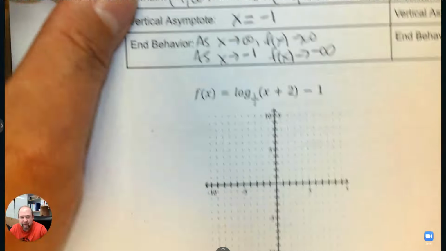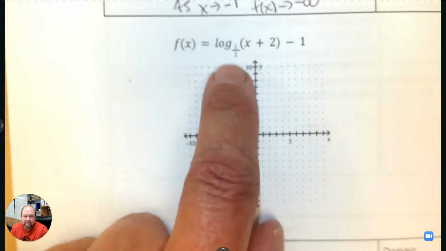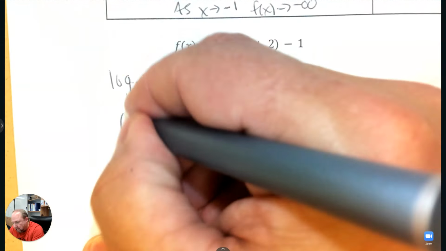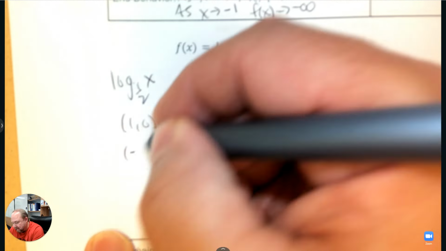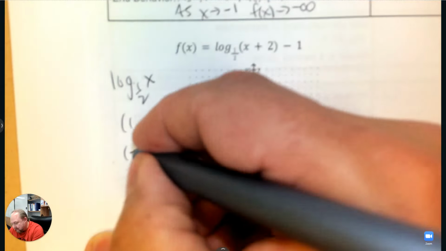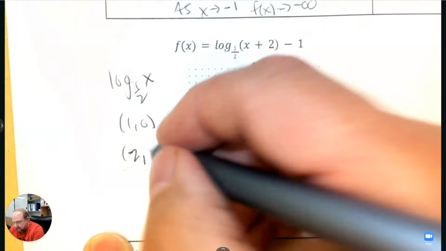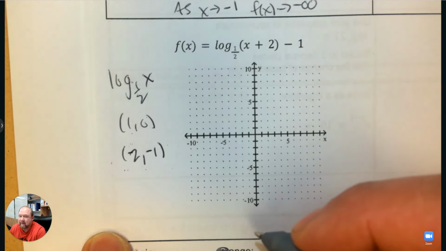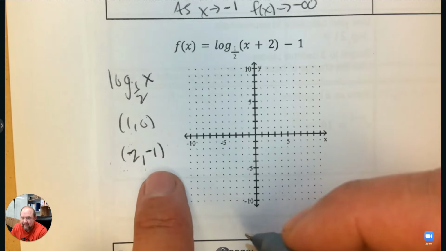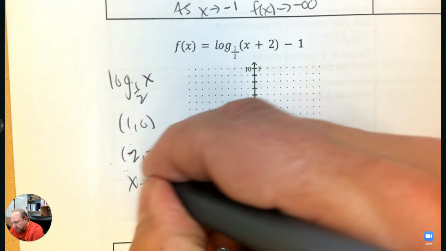All right, let's try the next one. Again, press pause and try it if you want. So now we have a fraction for a base. How do I do that? So there it is. So (1, 0) is there. But because I have a fraction, I'm going to do the reciprocal of the base, and then the y-coordinate is the exponent. So I'm going to go the reciprocal and negative 1, and then x equals 0.